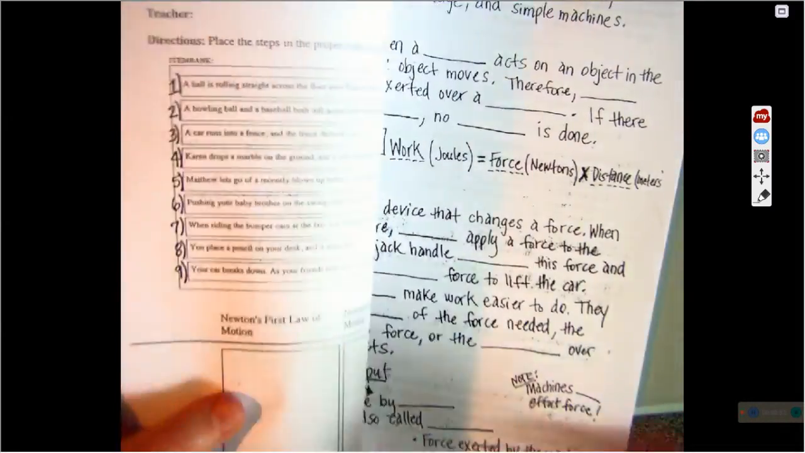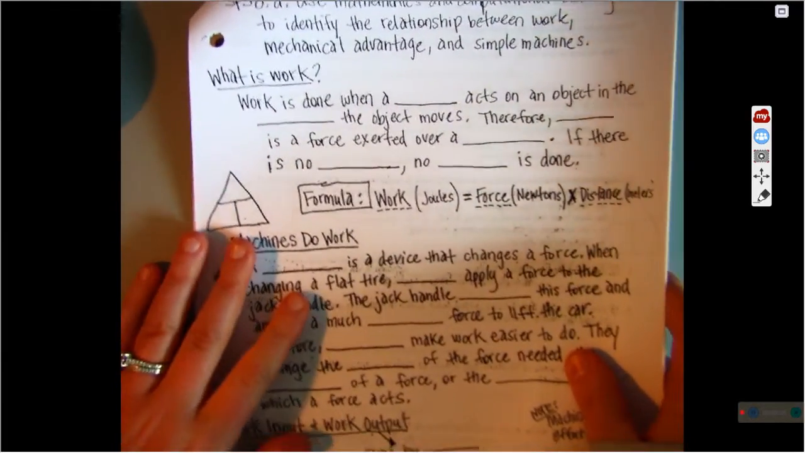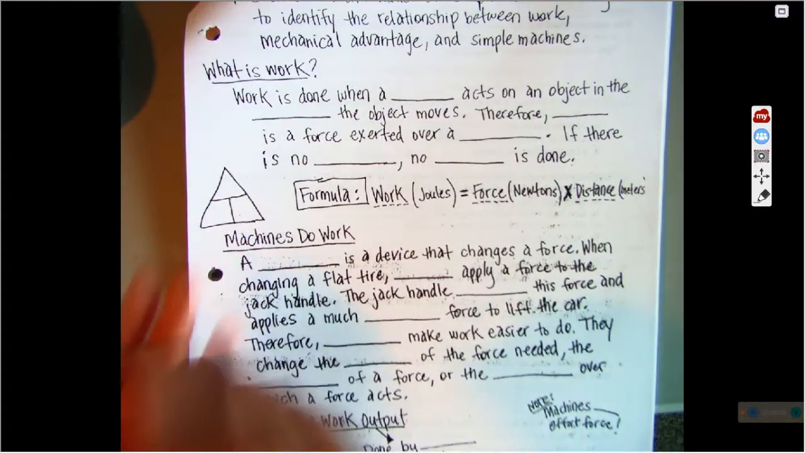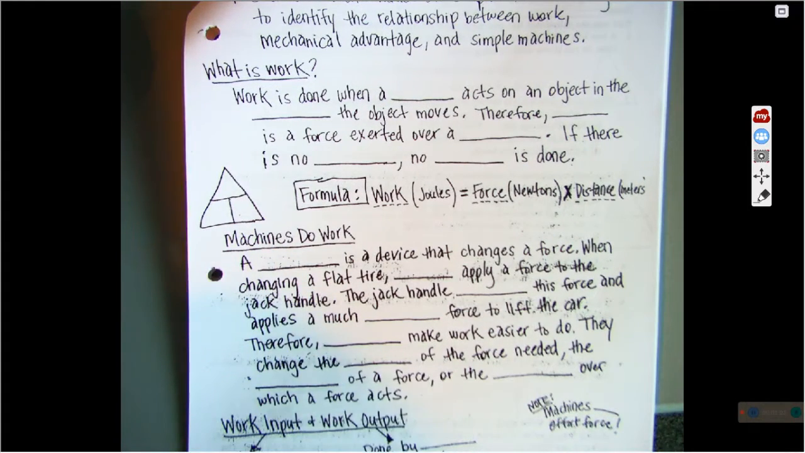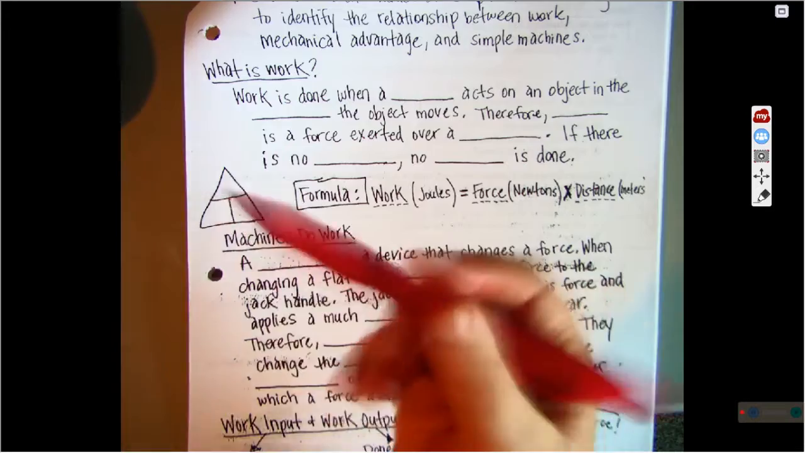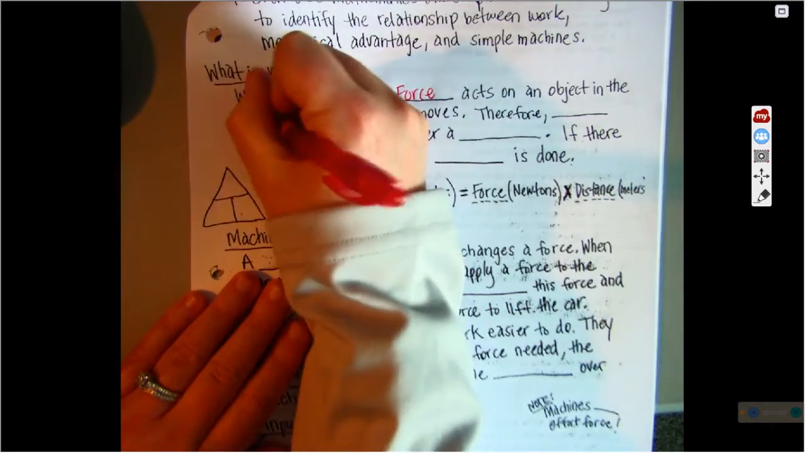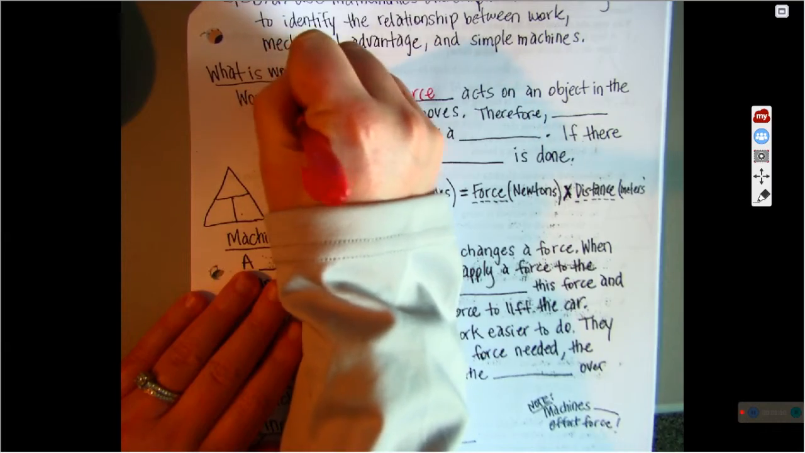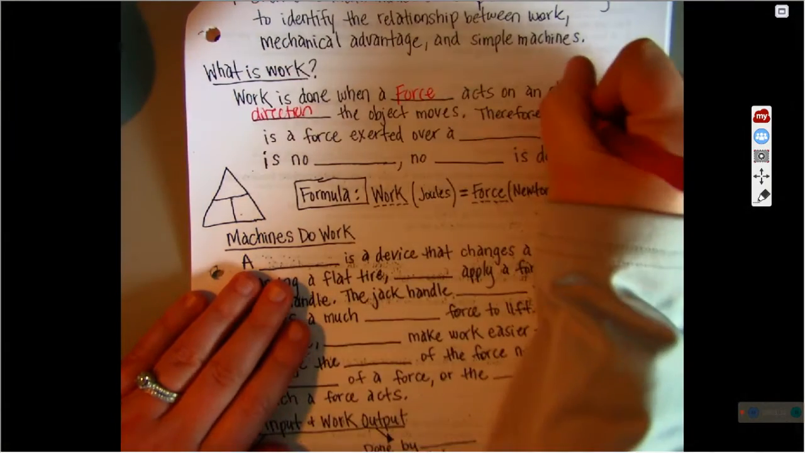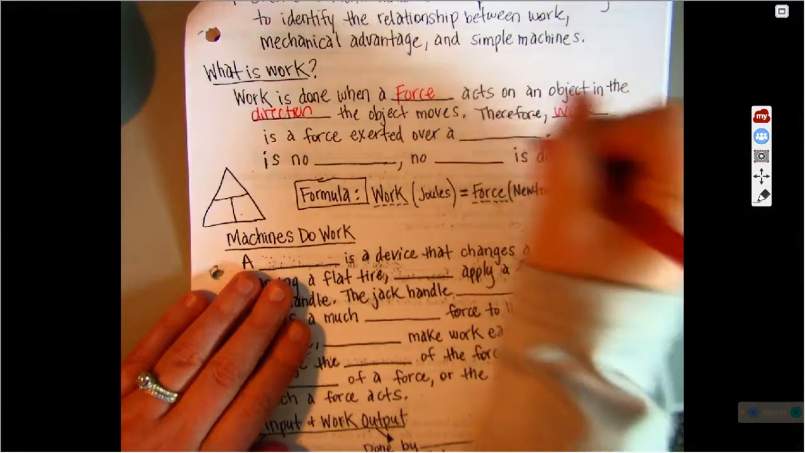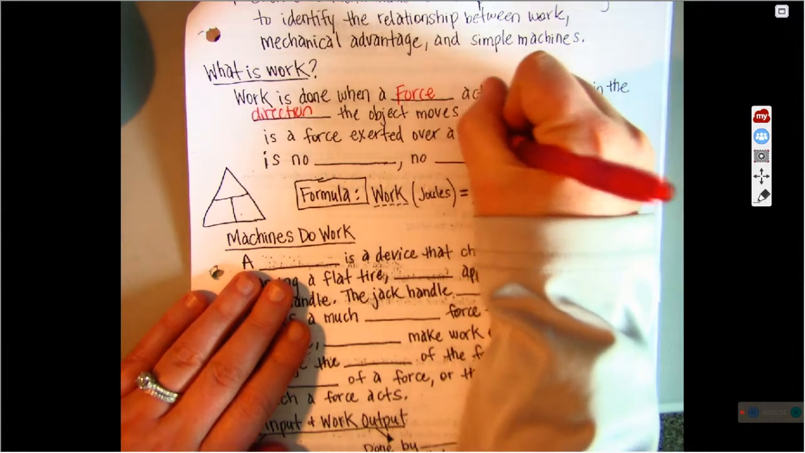All right, now I want you to flip over to the notes on work. All right, the notes on work are on page 23. Okay, work is a pretty simple concept. I want you to fill this in on yours. So work is done when a force acts on an object in the direction that it moves. Therefore, work is a force exerted over a distance.